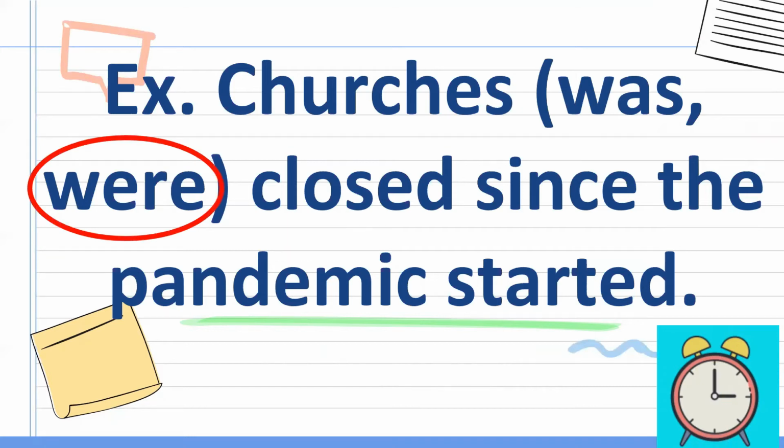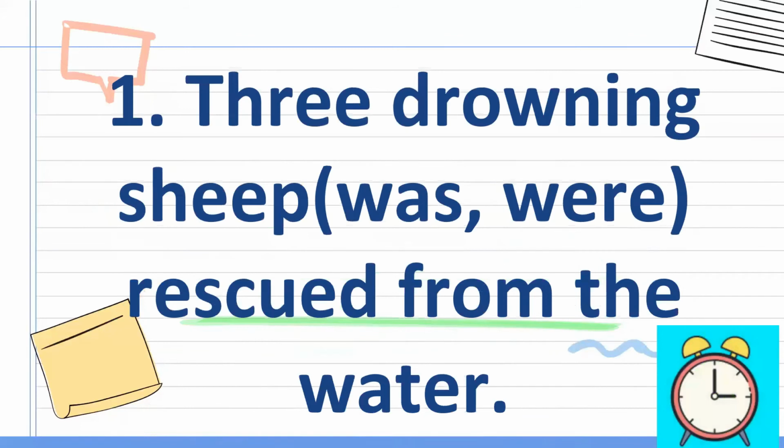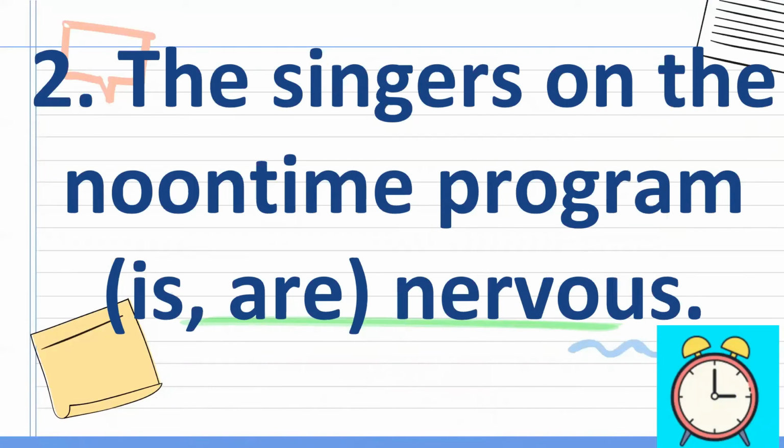Now, let's try another one. Three drowning sheep were rescued from the water. The correct answer here should be were, because we are using sheep and there is a counter 3. That is why we know that sheep is already in its plural form. Number 2, the singers on the noontime program are nervous. The correct answer is are. Why? Because our subject is singers and this is a plural noun.